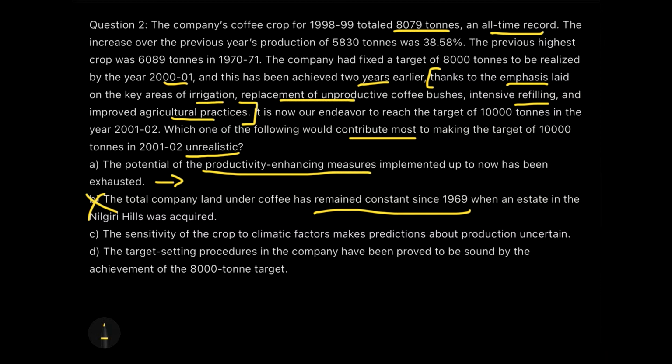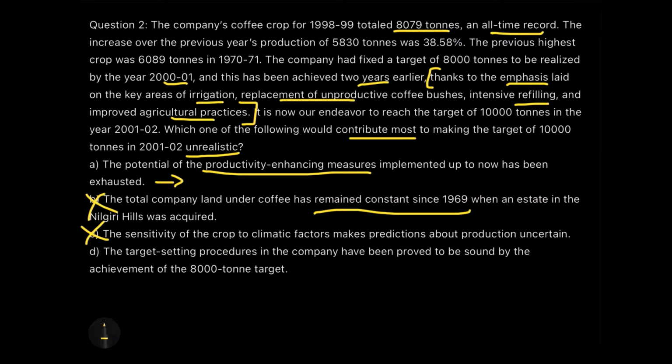Now the third option is the sensitivity of the crop to climatic factors makes the predictions about production uncertain. Now climatic changes can definitely vary the production. That's completely true. But these climatic changes were also a part earlier, right? Earlier also they might have noticed or observed some climatic changes, but they were still able to come above it and grow through it. So keeping this in mind, we realize that this cannot be the reason for our production growth to stop.